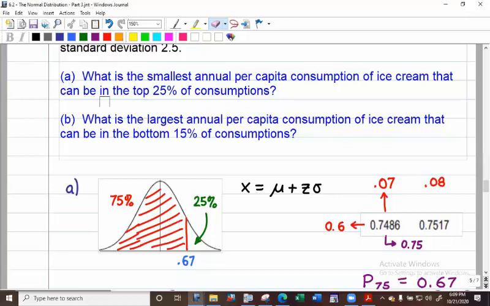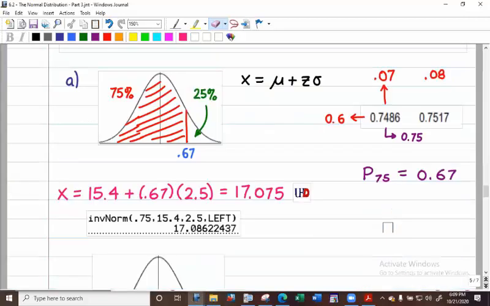Anytime you see wording like the bottom of the top, or the lowest, smallest of the top, however you want to say it, 100 minus that will be the percentile. So we actually have to treat this as the 75th percentile. Oh, interesting, huh? Once we realize that, the problem's easy. That was the hardest part, because if you're using the chart, you do it this way.